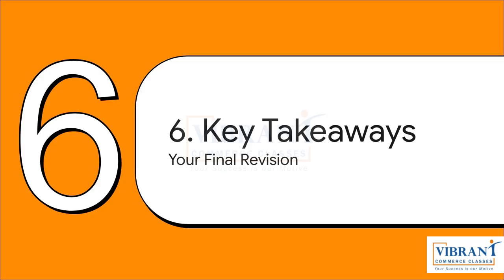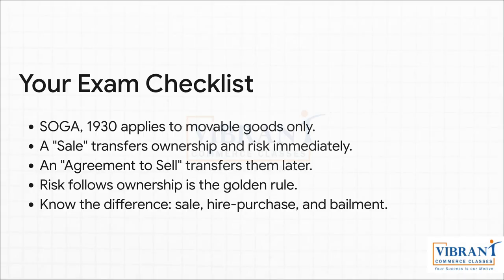All right, we've covered a lot of ground, so let's distill it all down to the absolute must-know points for your exam. This is your final revision checklist. Here it is, your exam checklist. 1. The act is only for movable goods. 2. A sale means ownership and risk transfer immediately. 3. An agreement to sell means they transfer later. 4. The golden rule, risk follows ownership. And 5. Know the clear differences between a sale, a hire purchase, and a bailment. Seriously, if you can explain these 5 points, you are in fantastic shape for this unit.